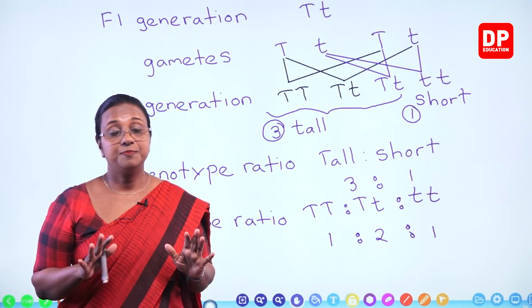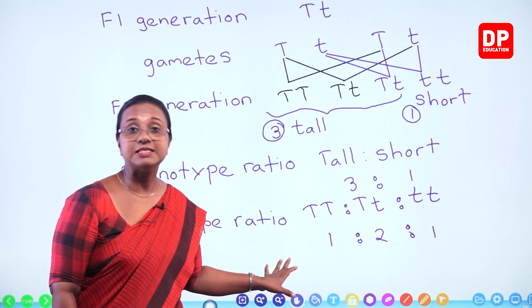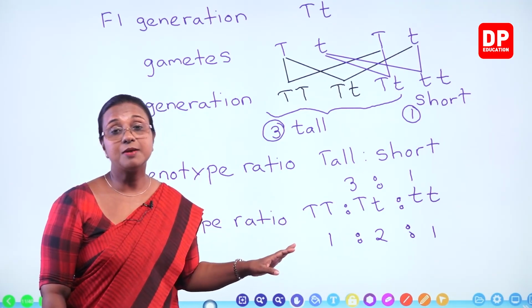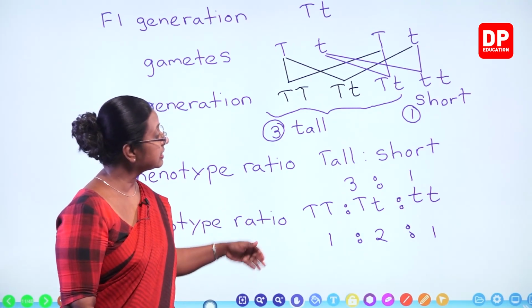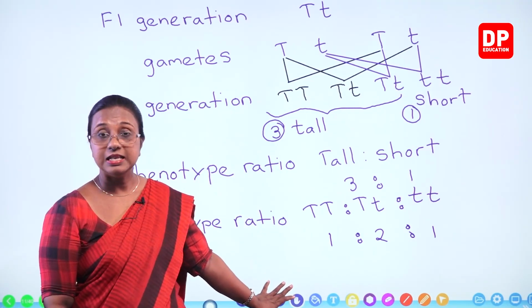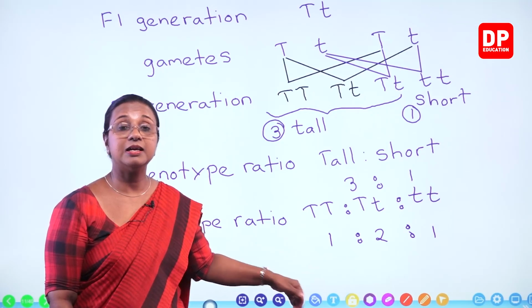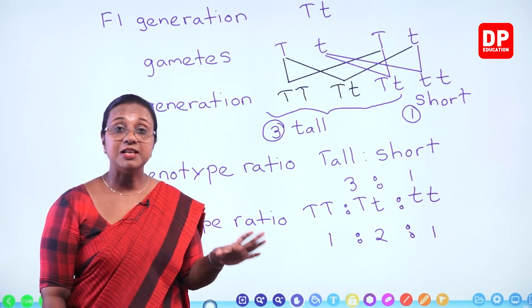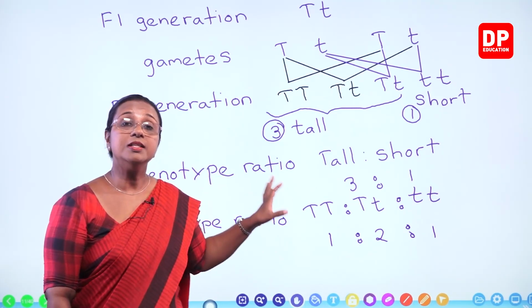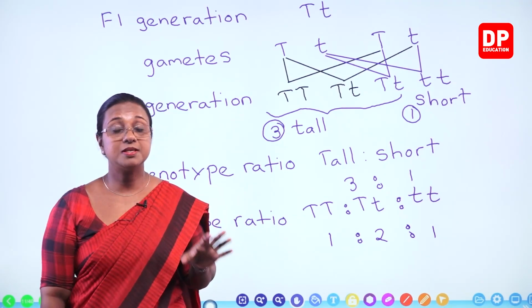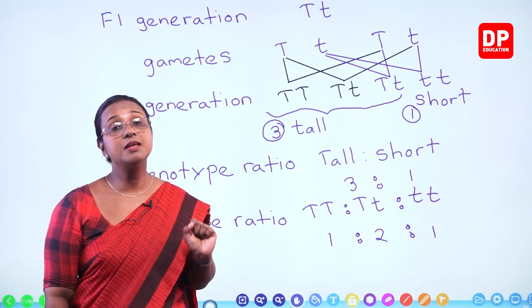So with that, I'm going to end this chapter. But in the next chapter also, I will be discussing a similar inheritance with another character, and after that I will explain to you all how the same thing can be represented using a Punnett square.